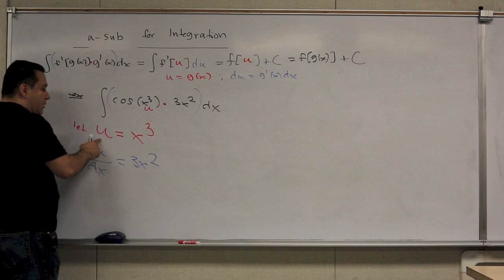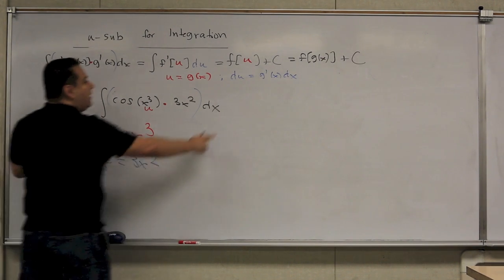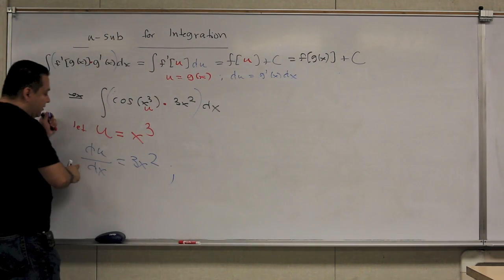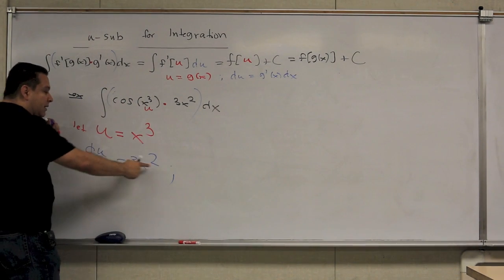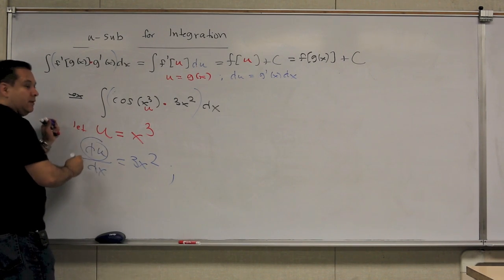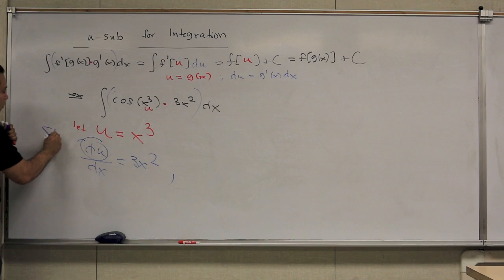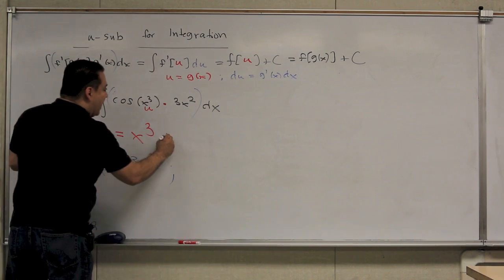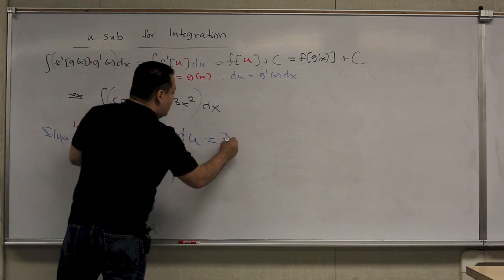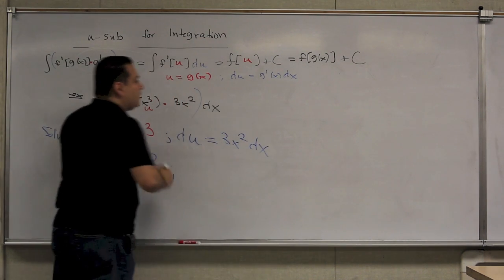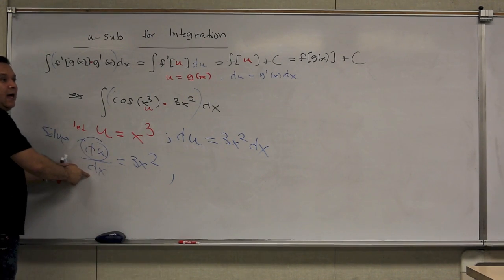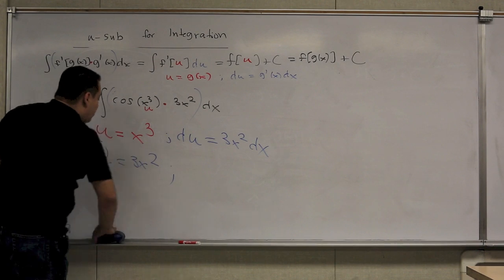Now, I don't need du dx. What I need is du. So how do I find du? Do you guys know how I find du? Multiply both sides by dx, or in other words, just simply solve for du. I'm solving for this. Okay, so let's solve for du. When I do that, I get du equals 3x squared dx. So I have to find du dx just so I can get du. So now take a look.